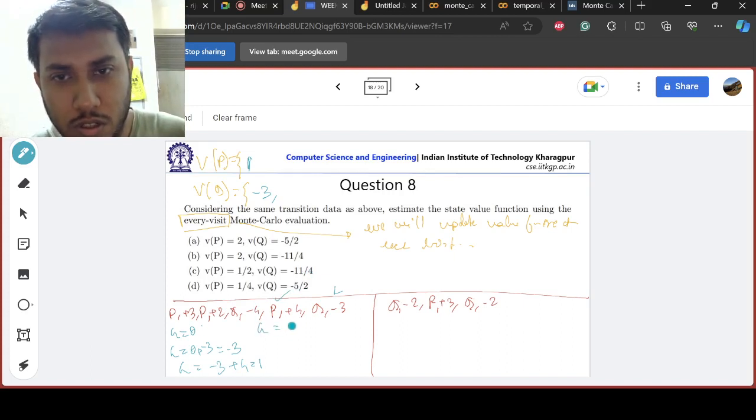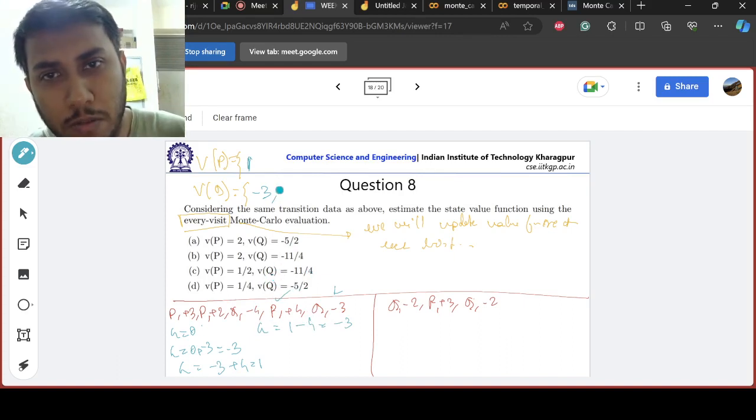So this is done, now come here. G equals 1 minus 4 equals minus 3. The Q value will be given minus 3 again. Then this one is done, then come here. G equals minus 3 plus 2, minus 1.